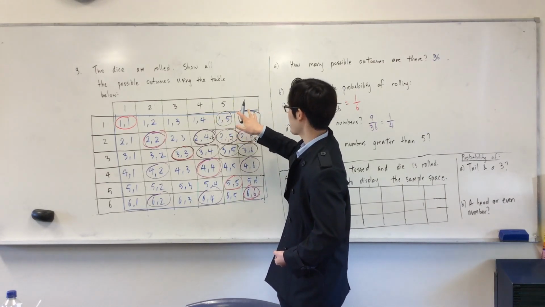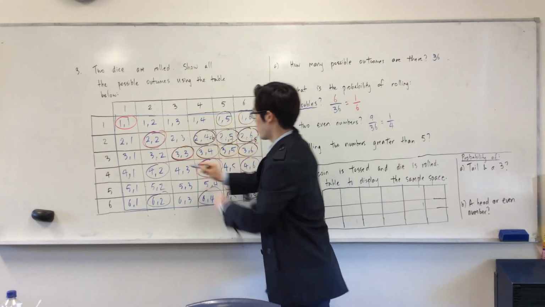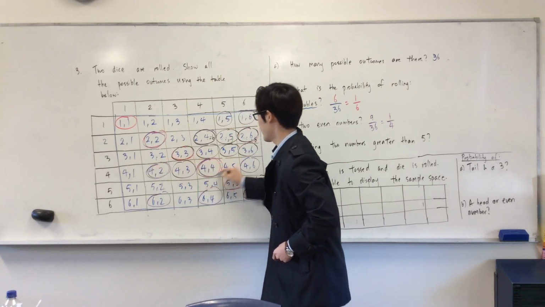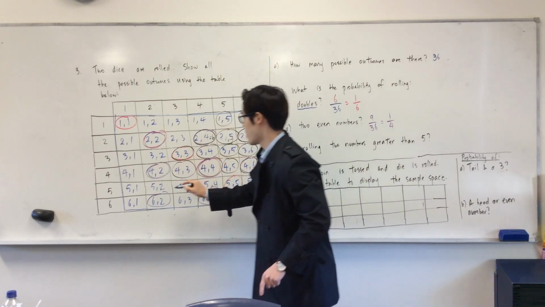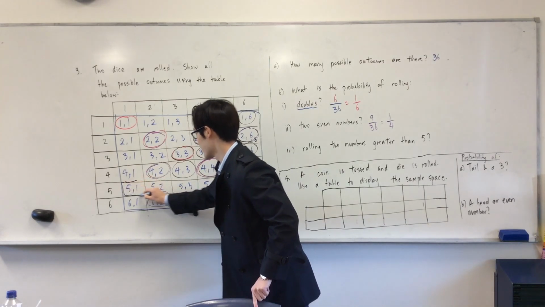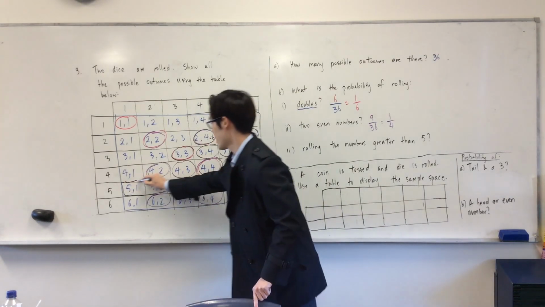Yeah, so can you see the pattern? 2, 3, 4, 5. I'll just circle in black. And then all of this is greater than 5, obviously. The whole 6. And the whole thing.